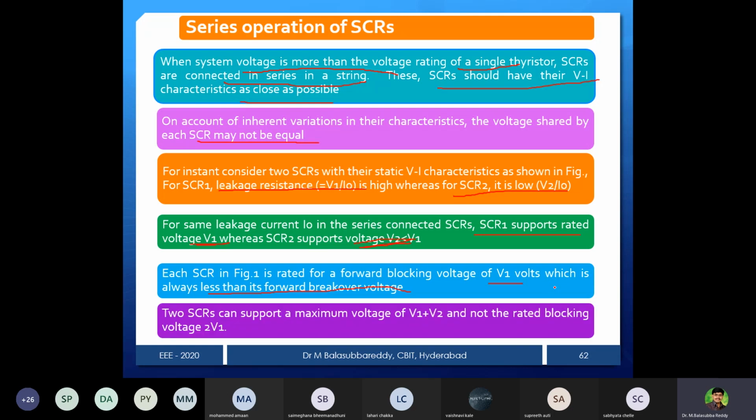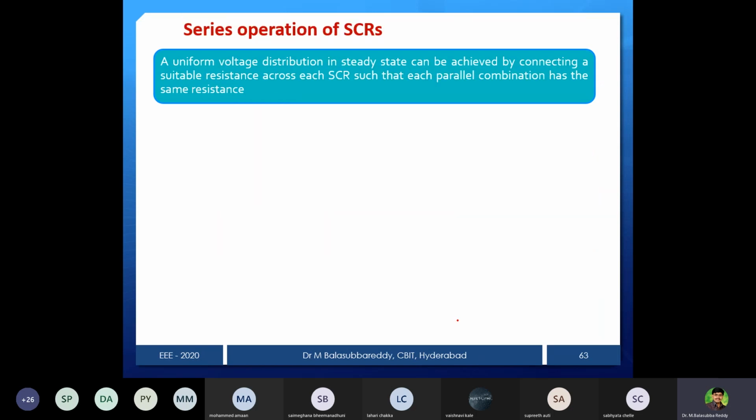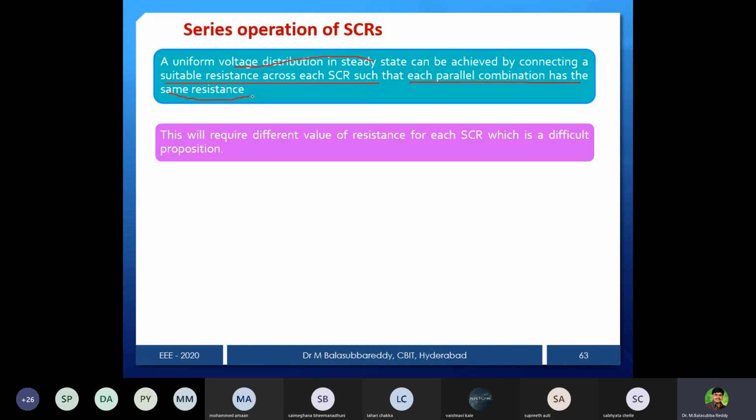Two SCRs can support a maximum voltage of V1 plus V2, and not the rated blocking voltage. What is the rated blocking voltage? 2V1 if they are the same, but now they are blocking only V1 plus V2. That is the problem. To overcome it, we need to make the voltage distribution uniform. For that, what do we have to do? We need a suitable resistance across each SCR. Whatever I already explained, I am just mentioning the points again. Each SCR gets a parallel combination of the same resistance. That is what we want to do.